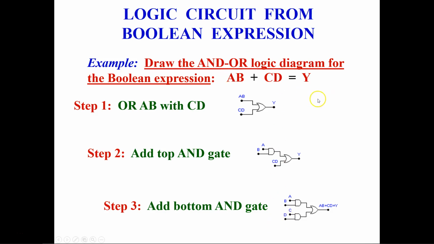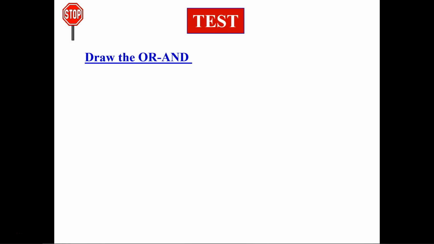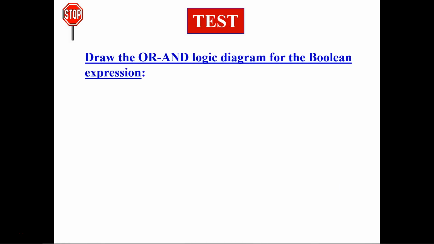So this expression is similar to what we have made here, this combinational logic circuit. Now let's see next. We're going to do a test. Draw the OR-AND logic diagram for the Boolean expression. So we have this expression here: (A + B) · (C + D) = Y.